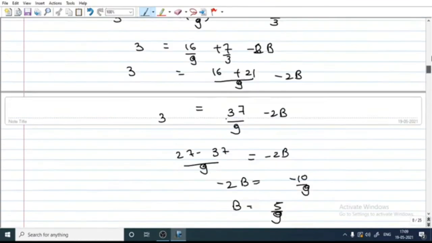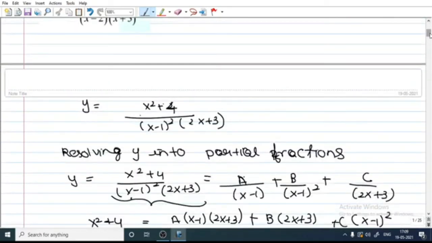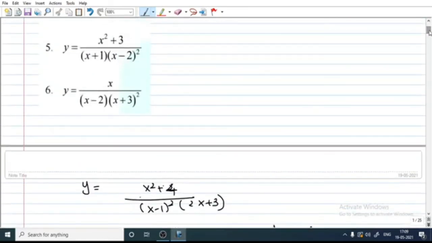Now let's move on to the third question, which is y equals to x upon x minus 2 into x plus 3 the whole square.